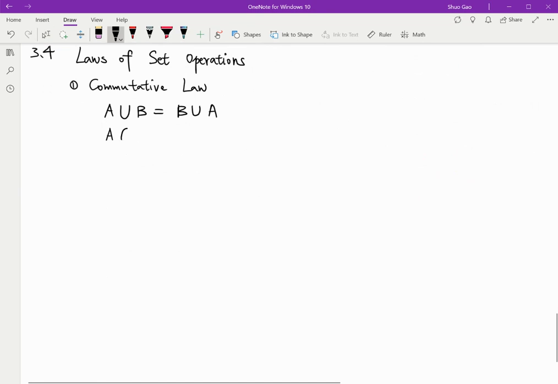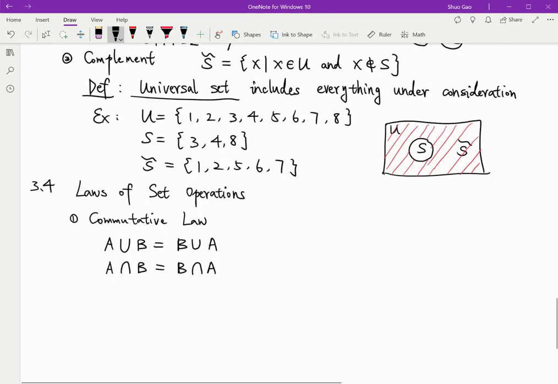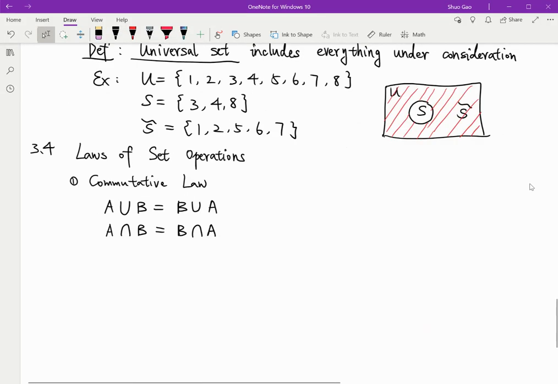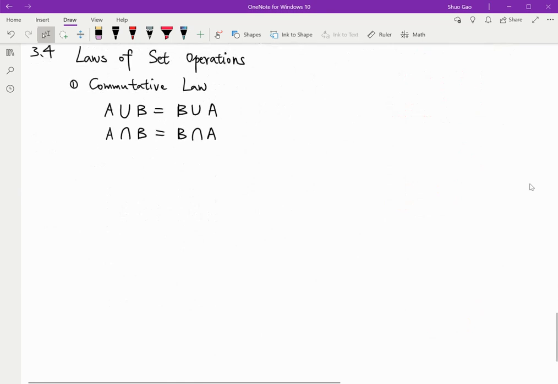And A intersect B is also B intersect A, right? Because based on the graph, whether it's S1 intersect S2 or S2 intersect S1 doesn't matter, because we only want to find the common elements here. So the order doesn't matter. So this is the commutative law for the union and intersection. And second, the associative law.